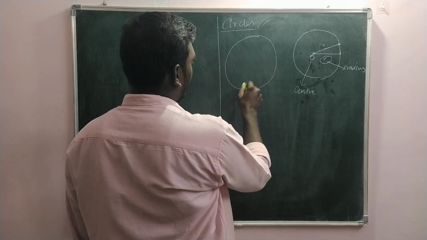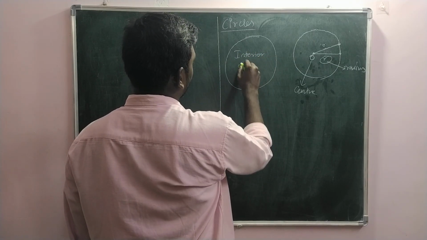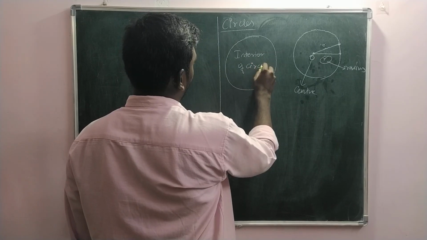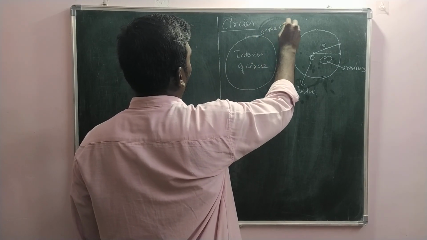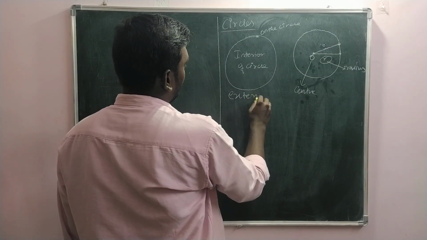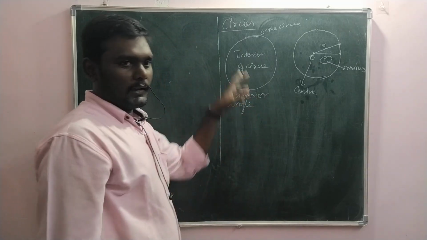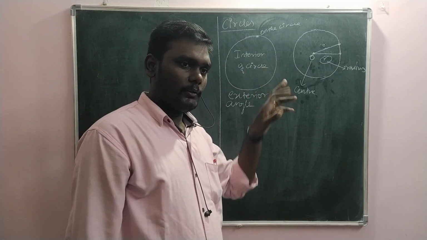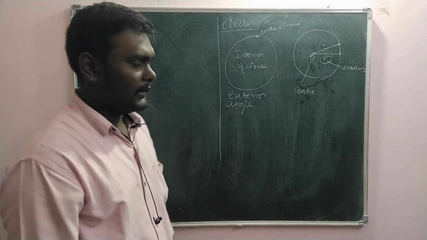The regions are namely the interior of the circle, the points on the circle, and the exterior of the circle. So the circle is splitting the plane surface into three regions. One is interior, the other is on the circle, the other is exterior.